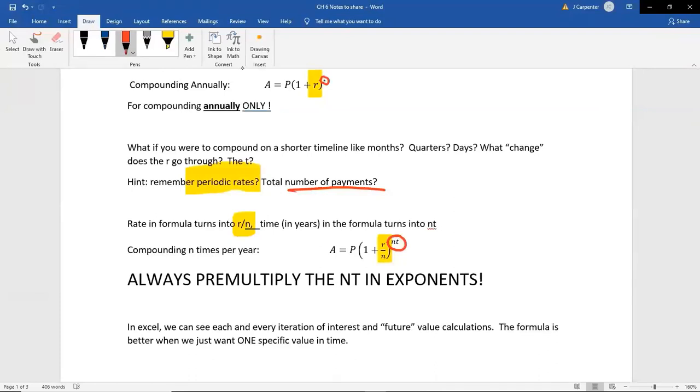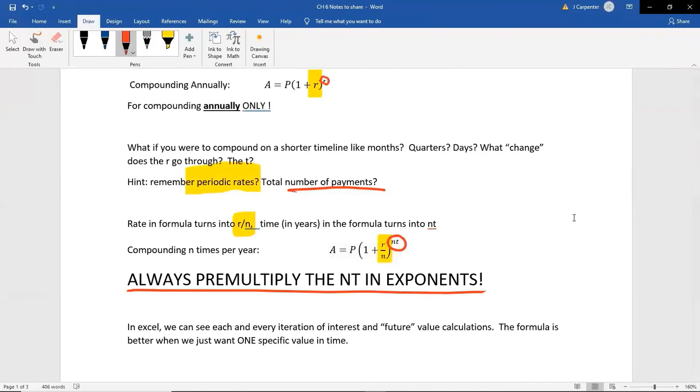Now, when you're putting these in your calculator, I have this bolded and capitalized, and now I'm red underlining it. Always pre-multiply the n and t in your exponents. You absolutely have to pre-multiply your n and your t in your exponents. That is extremely important. Now I say always, and I could put a little asterisk here because there are some calculators where you don't have to do that. Most of us don't own those calculators. I don't own that calculator.